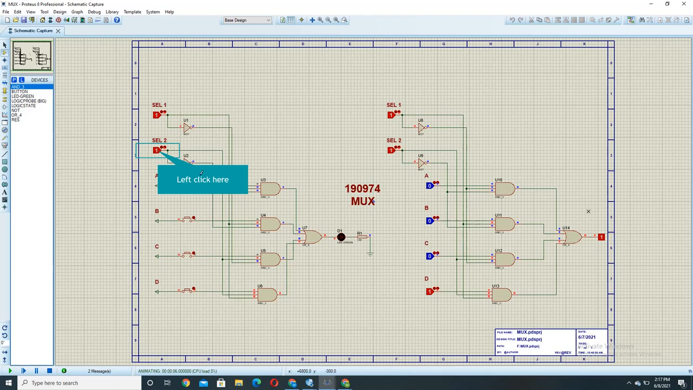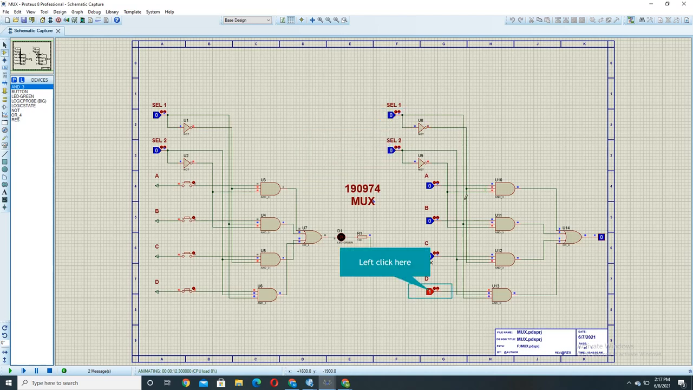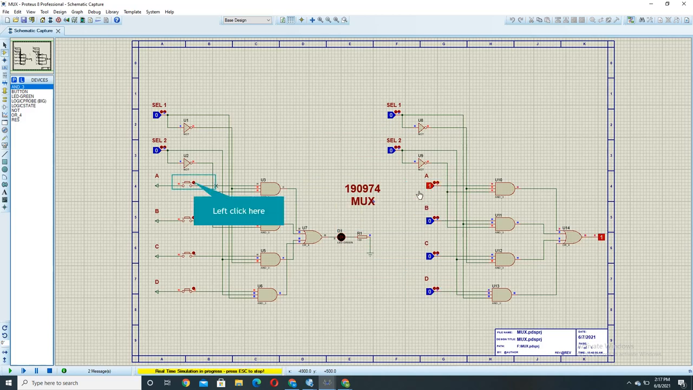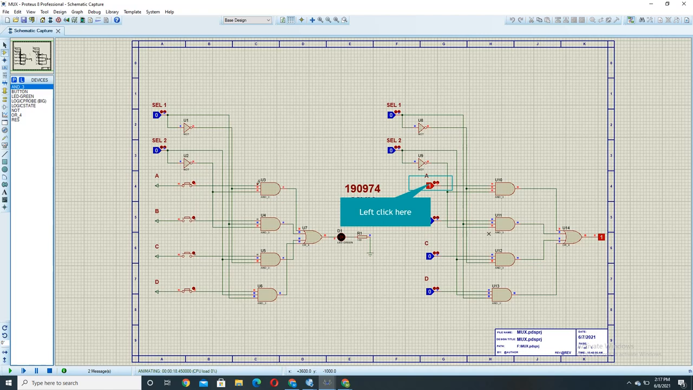So if both the selection lines are 0, so this will be A. Okay, so now you can see all the three inputs are positive and the AND gate is on, and you can see it is 1.